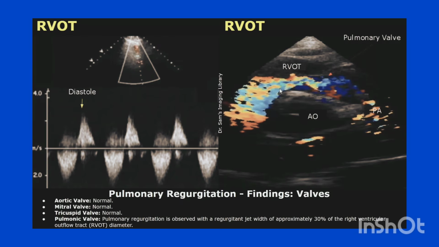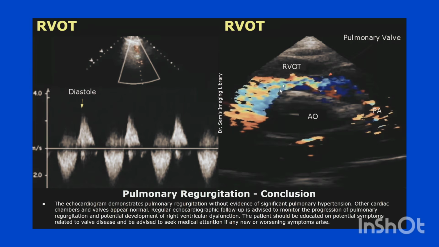The aortic, mitral, and tricuspid valves are normal. In the pulmonic valve, pulmonary regurgitation is observed with a regurgitant jet width of approximately 30% of the right ventricular outflow tract diameter. This is the conclusion. The echocardiogram demonstrates pulmonary regurgitation without evidence of significant pulmonary hypertension. Other cardiac chambers and valves appear normal.